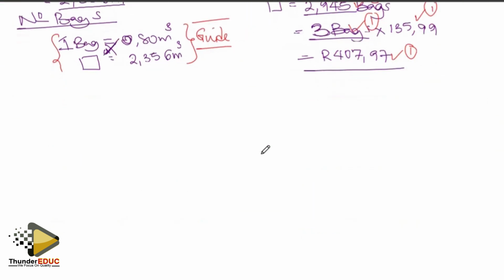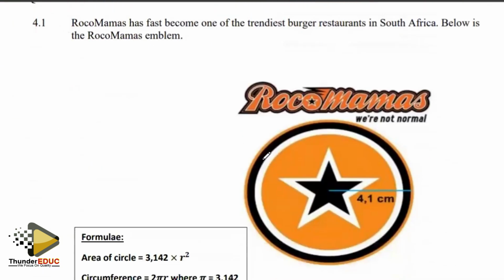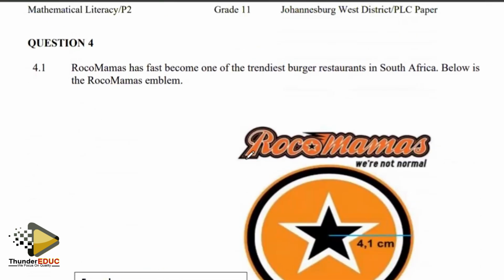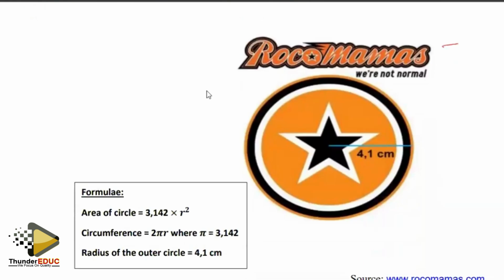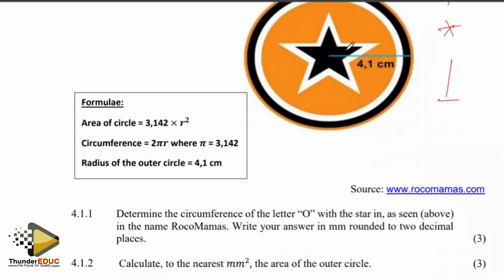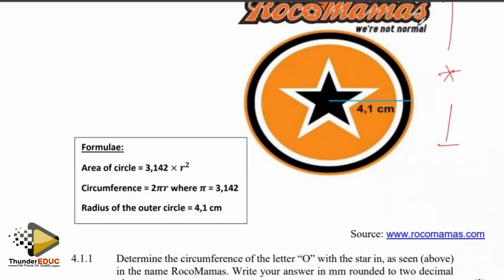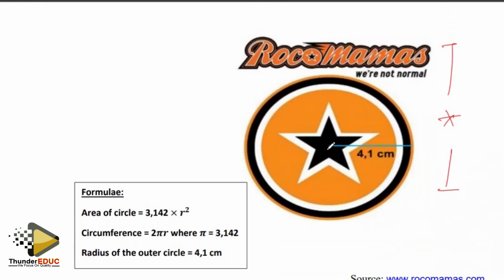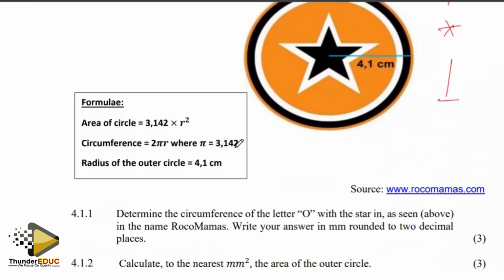Let's look at question number 4. Okay, question number 4, it says, Rock Mama has become one of the trendiest burger restaurants in South Africa. Below is the Rock Mama emblem. This is their emblem here. That's what they are talking about. And they have extracted the O mark here to come out. And the formula here, they have given to you.